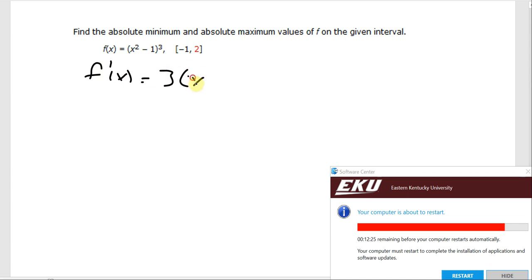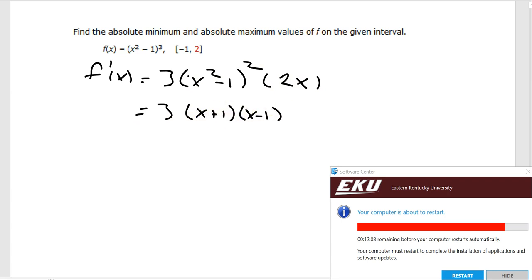So using the chain rule, this times, and now the derivative of the inside would just be 2x. Okay. Now, I want to factor these things. The x squared minus 1 is x plus 1, x minus 1, and that's squared, right? So we got 2 of each of those factors, and then times the 2x. So just to write it out a little neater, I'm going to write that as 6x there, because we get the 2 times 3. So our critical points then are at 1 and -1.